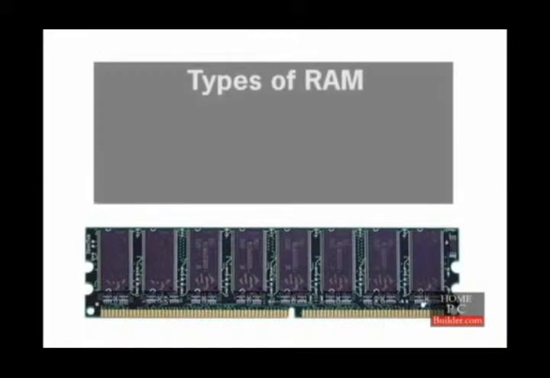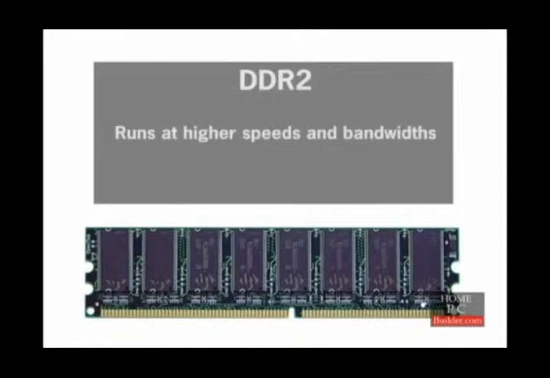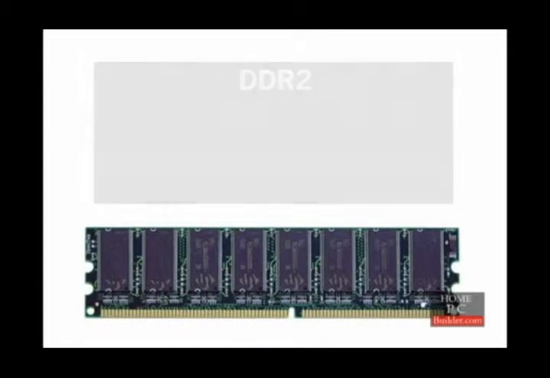There are currently 2 types of RAM used in computers today. The older type, found in most computers made in the last 4 years, is called DDR. The newer type, which has been around for 2 years and is just now going mainstream, is called DDR2. DDR2 is able to run at higher speeds and therefore higher bandwidths. We go into speed and bandwidth in a moment.